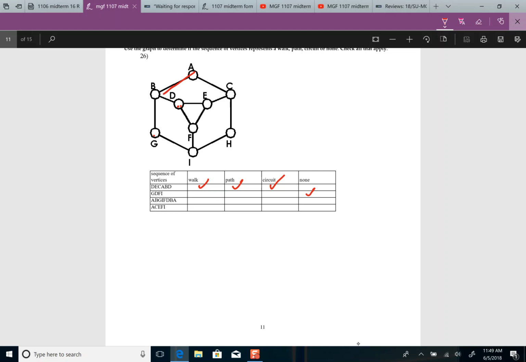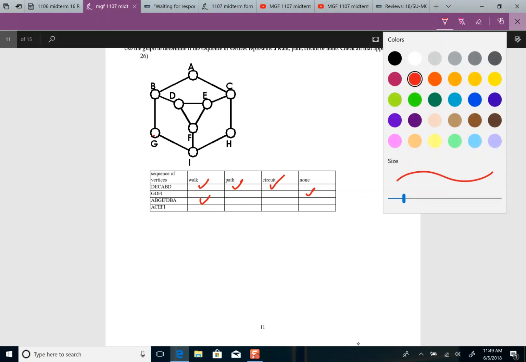Alright, the next one is pretty long. It says A to B to G to I to F to D to B, and then through A again. Okay, this through A again is the whole issue with this one. That is not a circuit because I repeated an edge. So it's not a circuit, it's not a path, it's only a walk. A walk you're allowed to repeat. In a circuit and a path you cannot repeat. Again, let me get rid of all these markings I did.